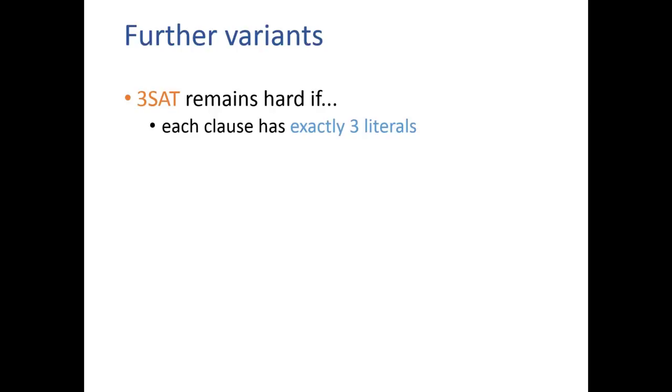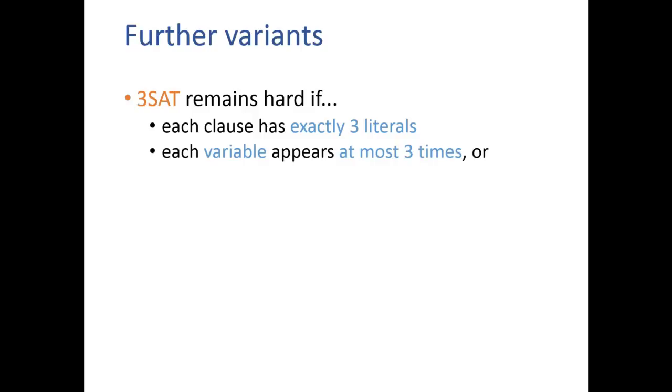So for instance, we showed that 3SAT remains hard if each clause has at most 3 literals. It also remains hard if each clause has exactly 3 literals. Now you can figure out how the reduction would go. If you have an instance of 3SAT with some very short clauses, like 1 literal or 2 literals, you lengthen them artificially in a way that preserves correctness.